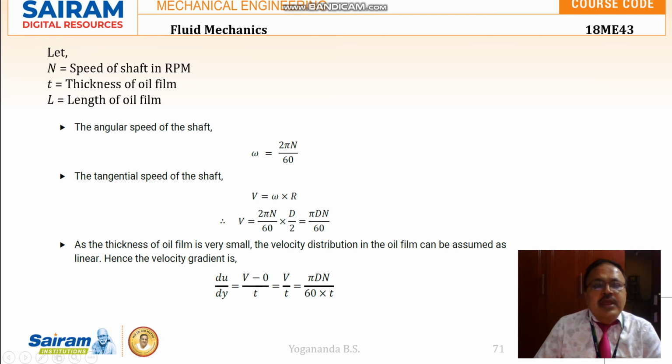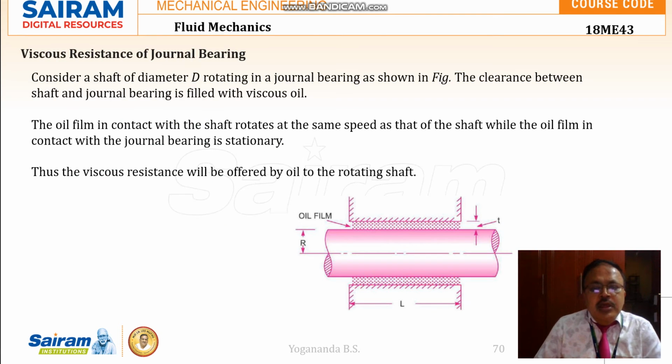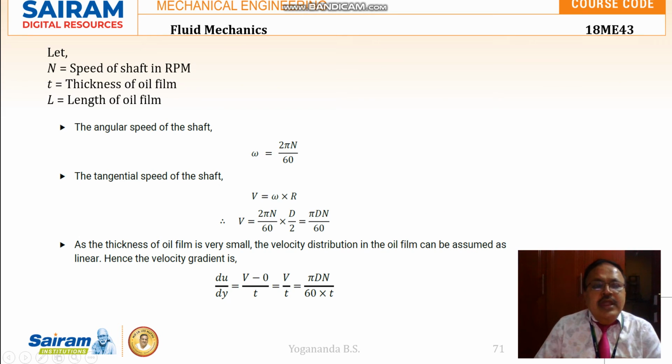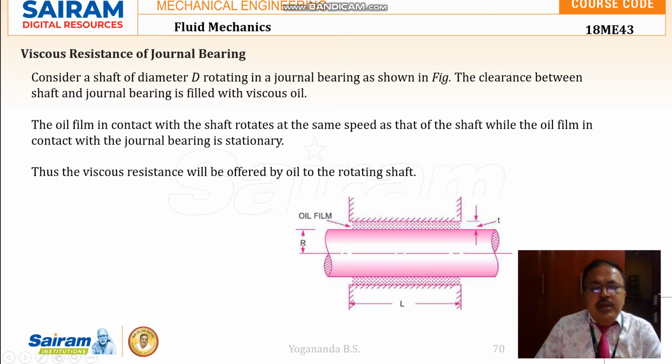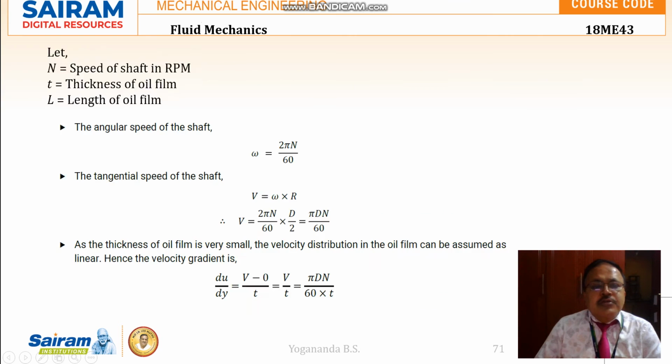So let capital N be the speed of the shaft in rotations per minute. Then small t is the thickness of the oil film between the bearing and the shaft, that is, between the sleeve and the shaft. L is the length of the oil film, or the length of the sleeve for which this shaft is getting rotated.